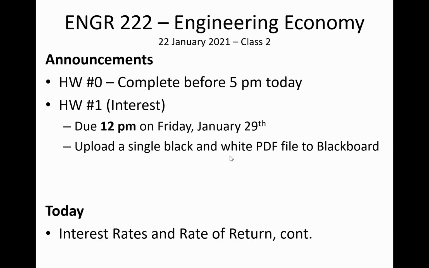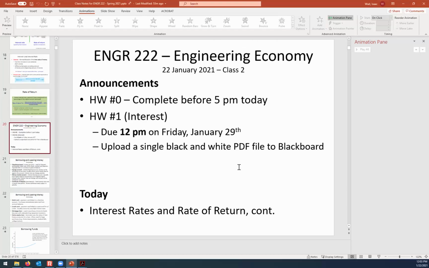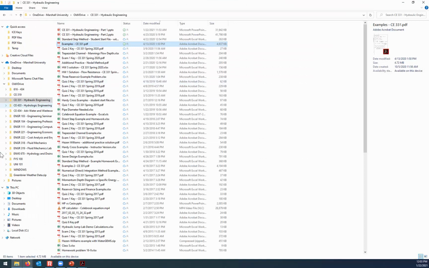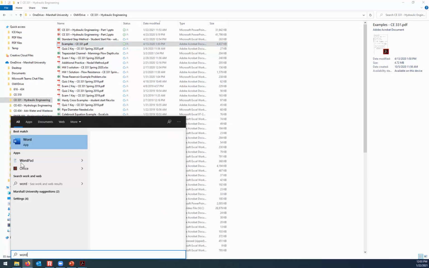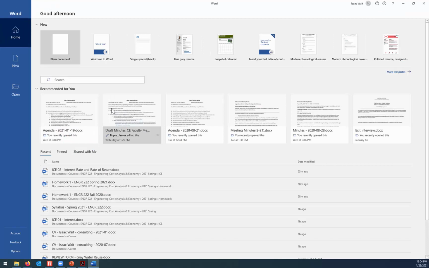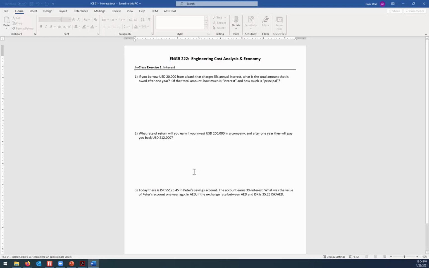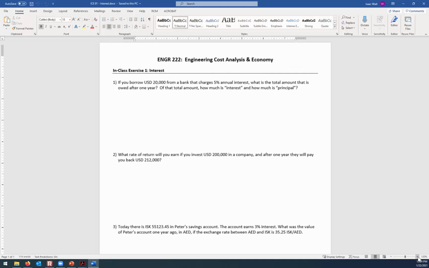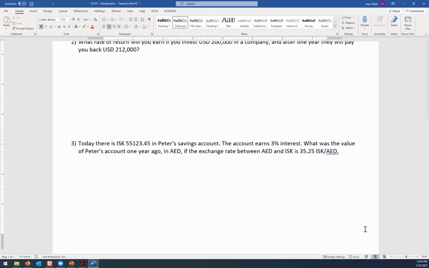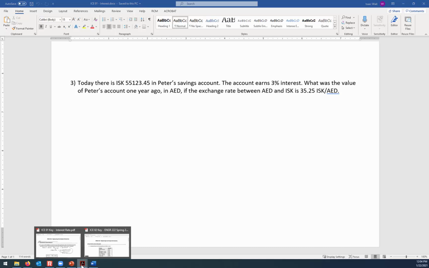Okay. Now, just to refresh your memory, what we were doing at the end of class on Wednesday is, let me open up that in-class exercise. We got through much of number 1, but not all of it. So let me pull that up. We kind of had to rush through the third problem a little bit. Okay, so the third problem was both an exchange rate problem and also an interest problem.